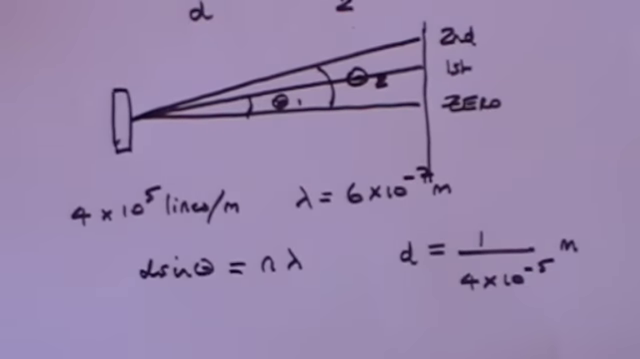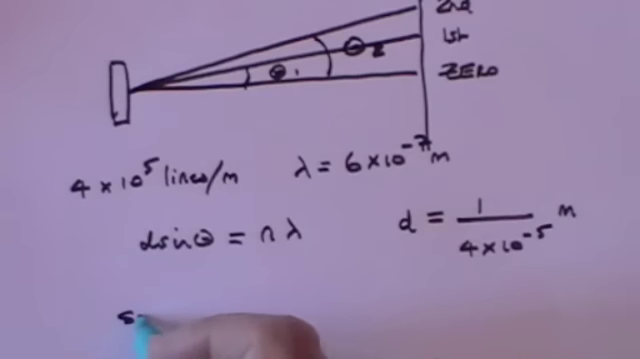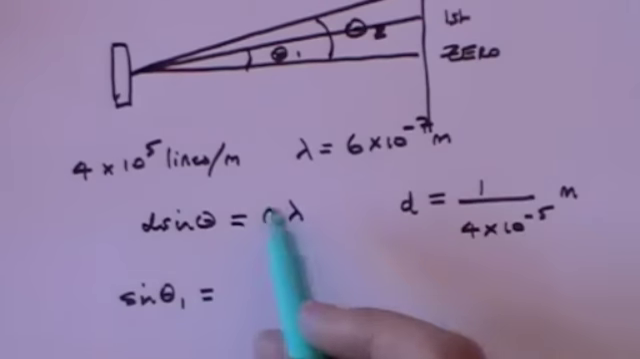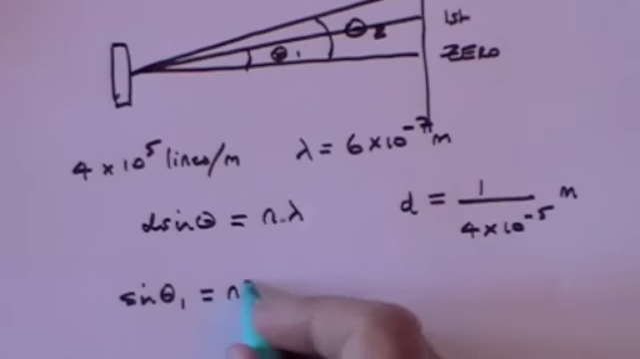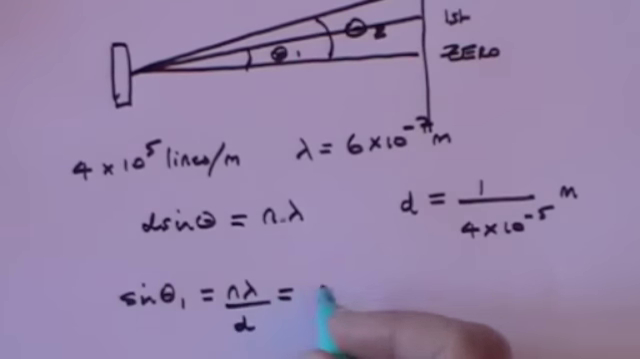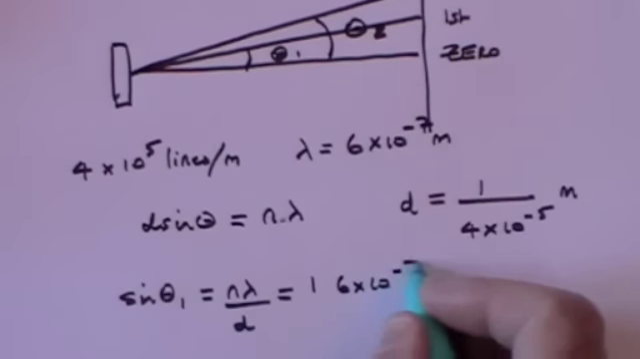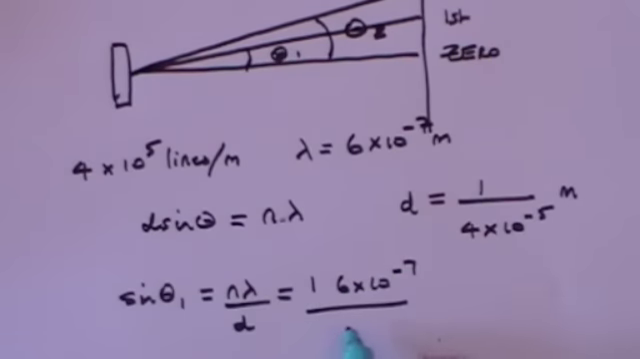So consequently we can now say that sine theta, and let's do this for the first fringe, so we call this sine theta 1, is equal to n lambda divided by d, and that's going to be 1 times lambda, which is 6 times 10 to the minus 7, divided by d. Well, d is 1 over 4 times 10 to the minus 5, so in other words the 4 times 10 to the minus 5 comes up here.